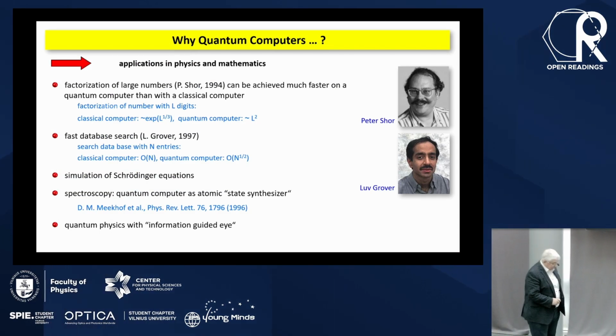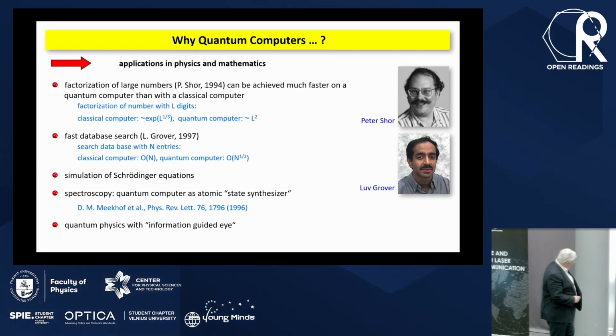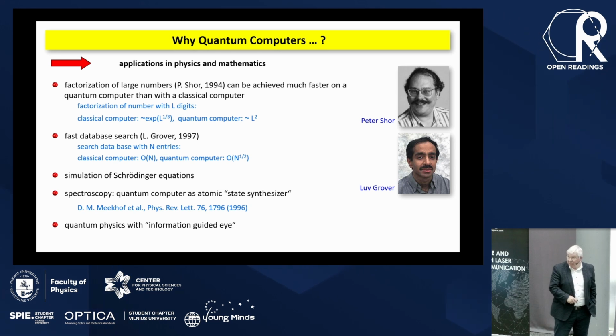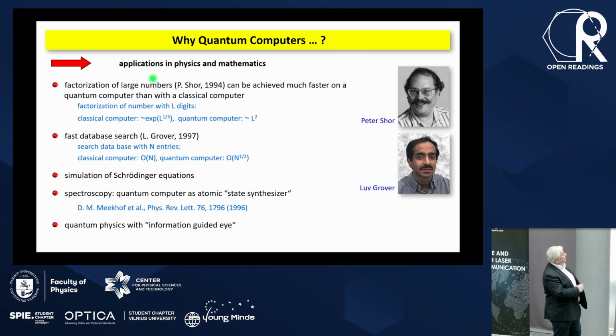So what is this all about? Why do we need quantum computers? Why do we want them? Am I still in the picture here? Probably. Okay. See, the generic answer would be there must be applications in physics and mathematics. But what are these?